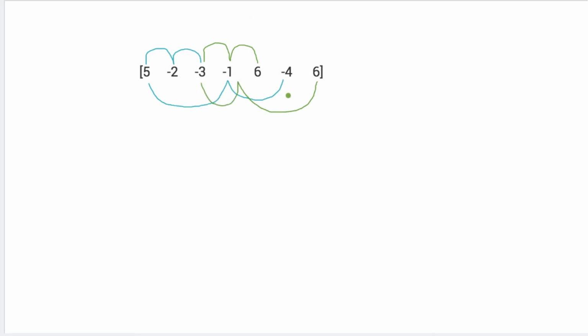But in this case, we must not return -3, -1 and 6 twice, one with this 6 and another with this 6, because this will lead to duplicates. Only one of those two triplets should be in the solution. So our solution will be 5, -2, -3, 5, -1, -4 and 6, -3, -1.